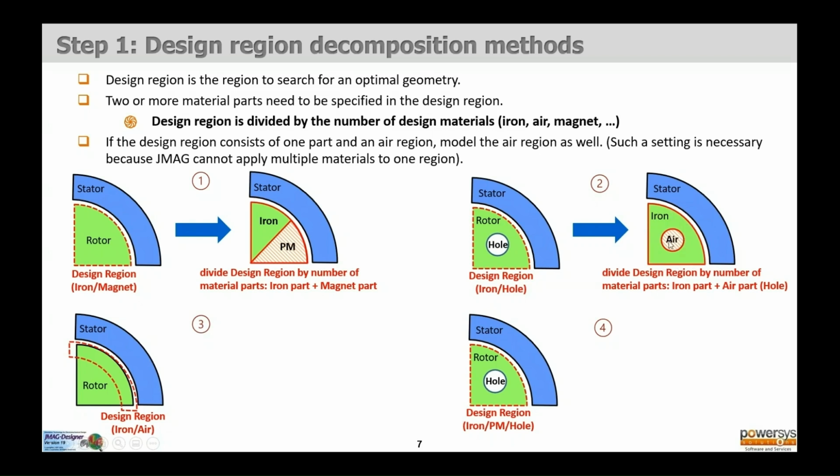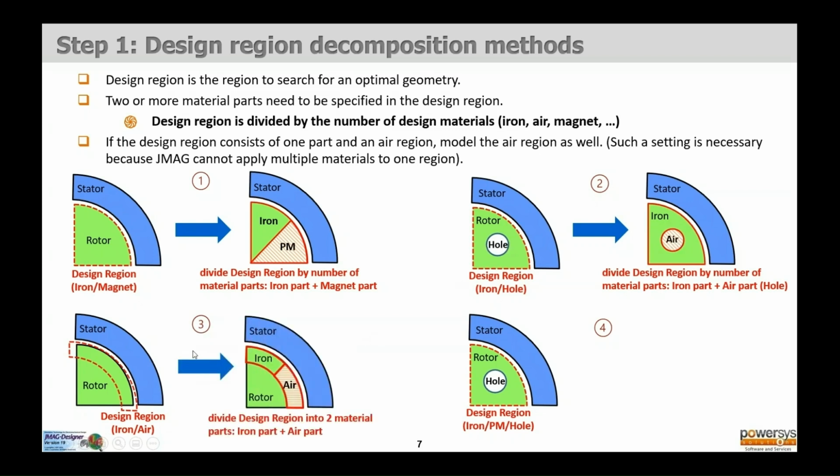So here I will model one part and apply the air, which will represent my hole. In the next example here, I don't want to use the whole rotor, but just a specific region of the rotor. So this means that I need to divide this specific region by the number of design material. So this is one example.